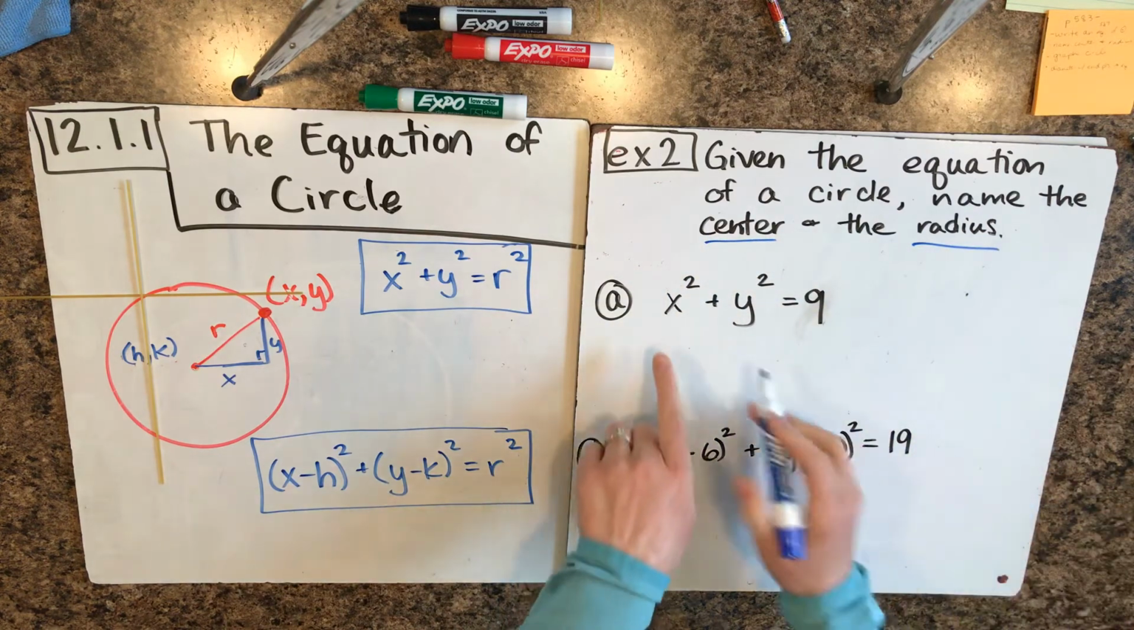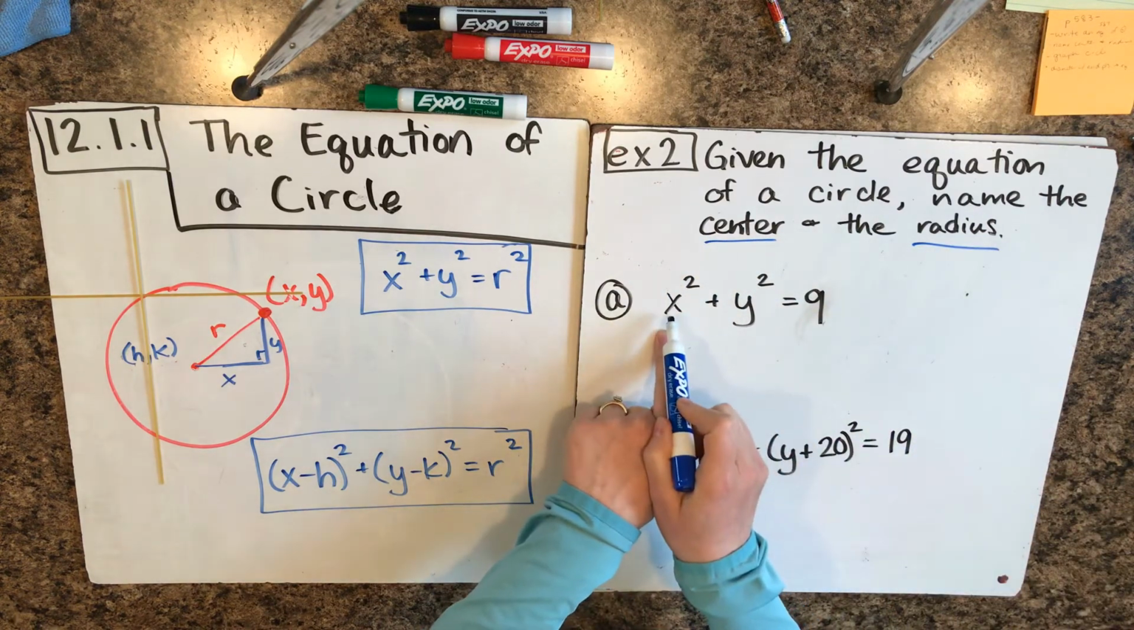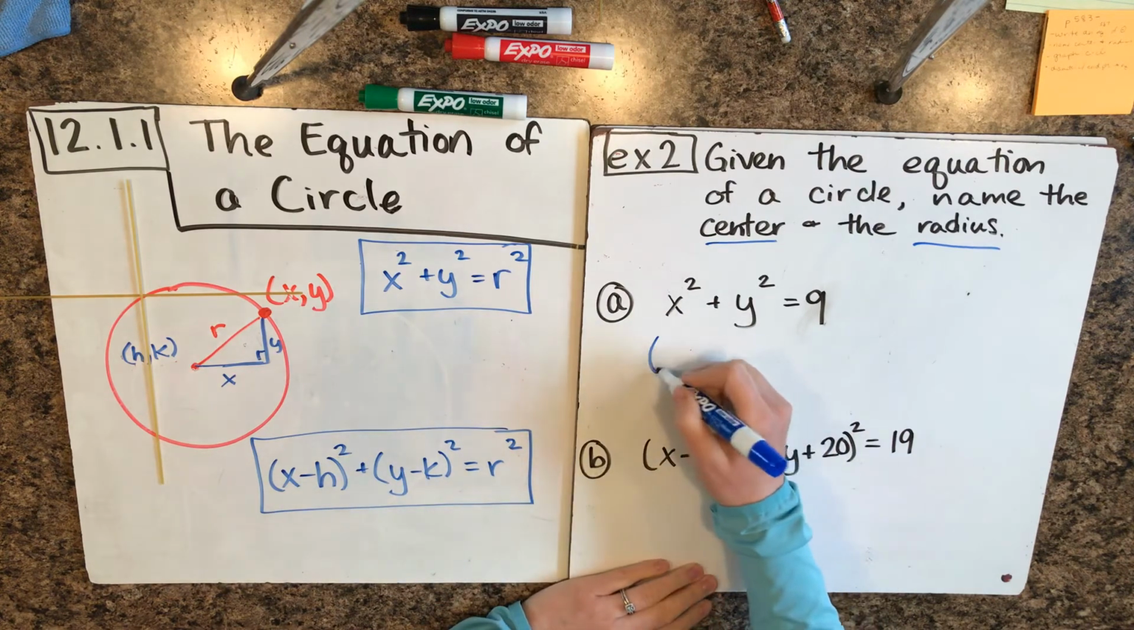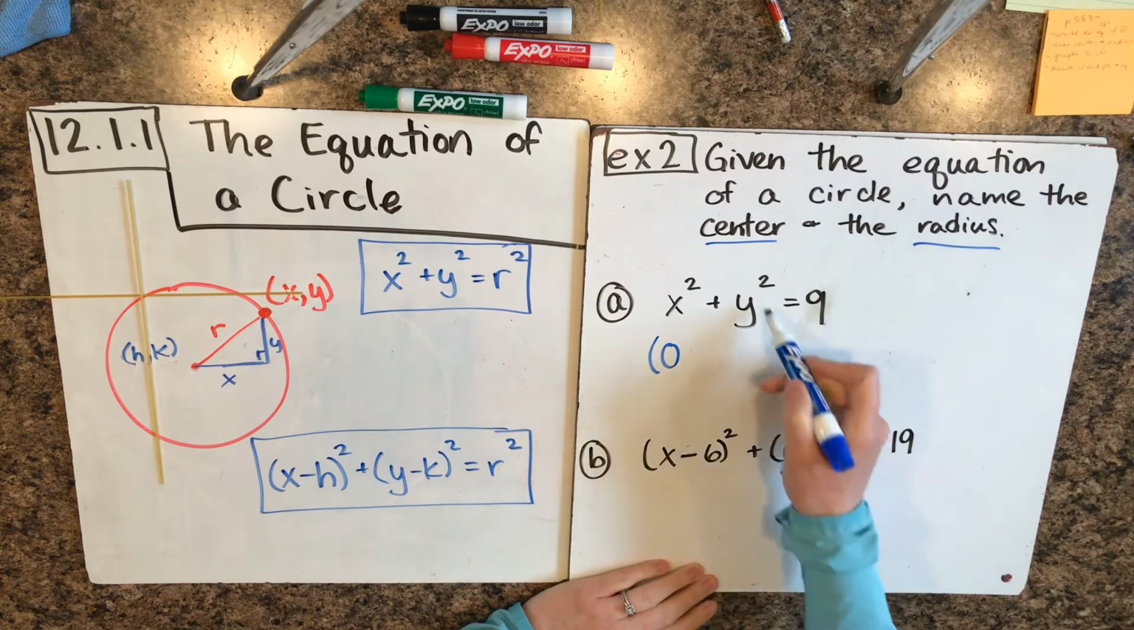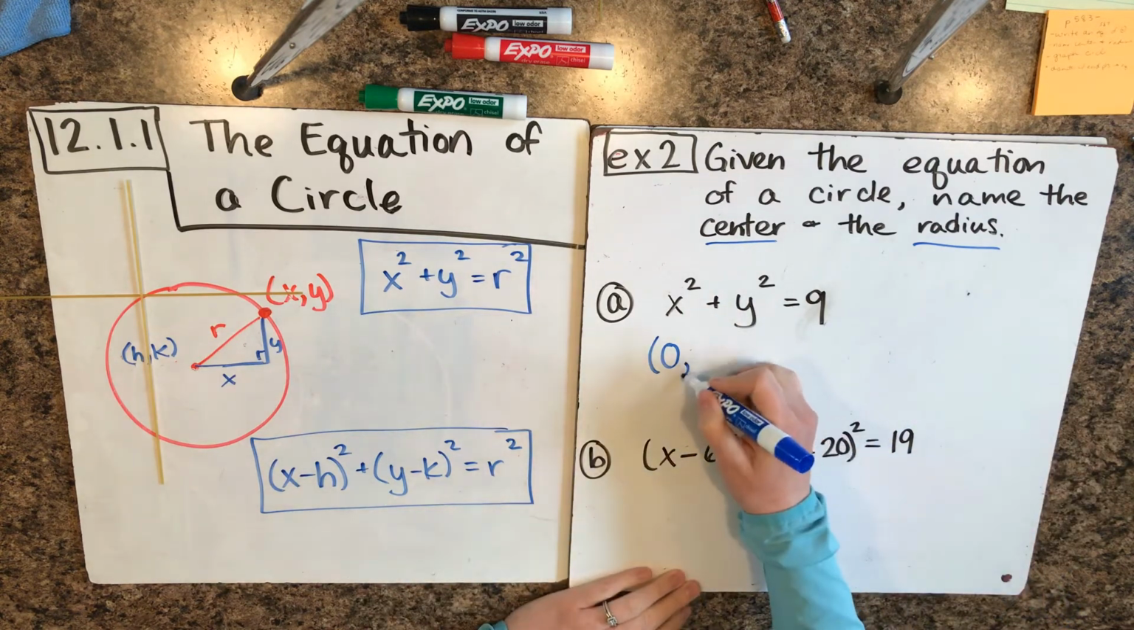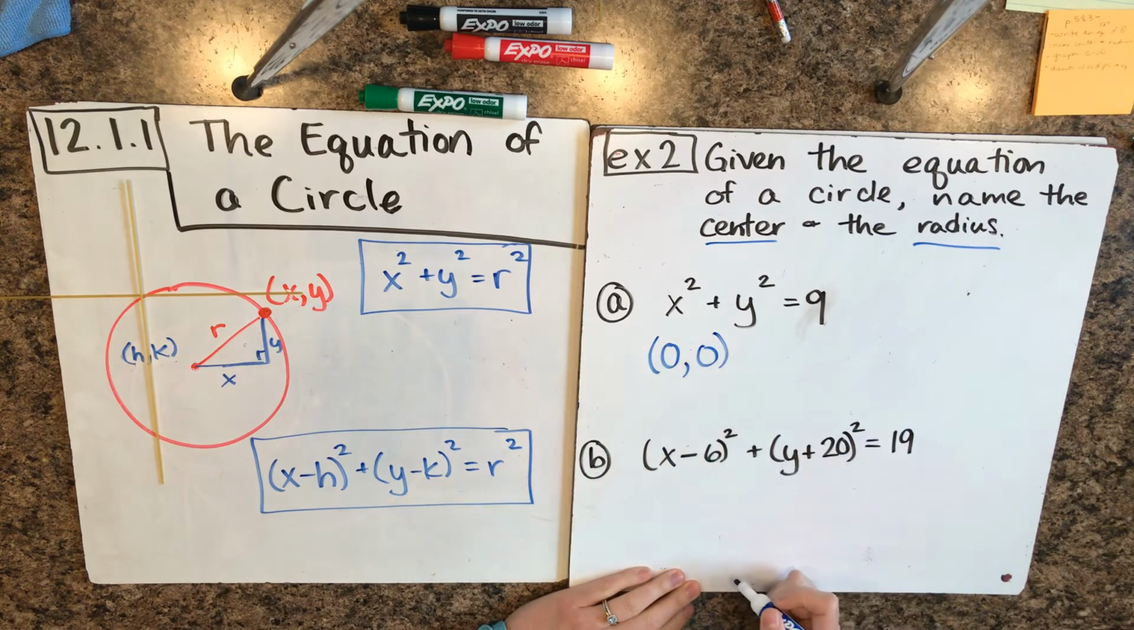So remember, we're just going to look right here. What's being subtracted from the x before it's squared? Well, nothing is. That means the h value is 0. What's being subtracted from the y before it's being squared? Nothing. So the y value, or the k value, is 0.